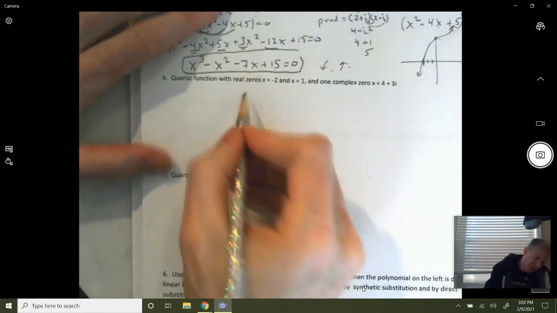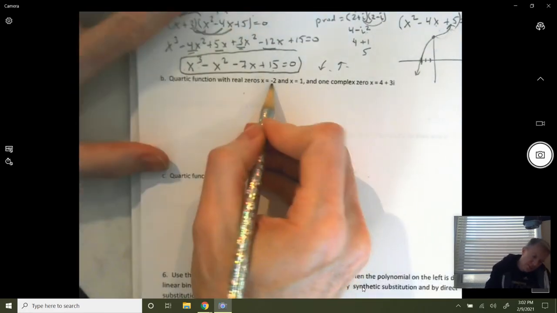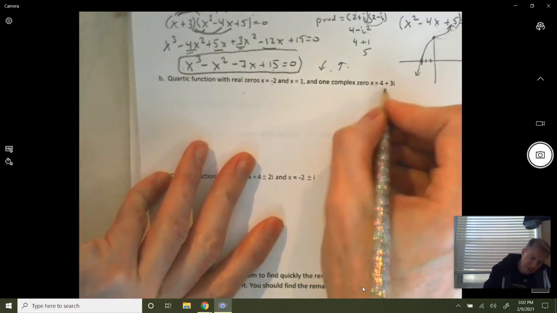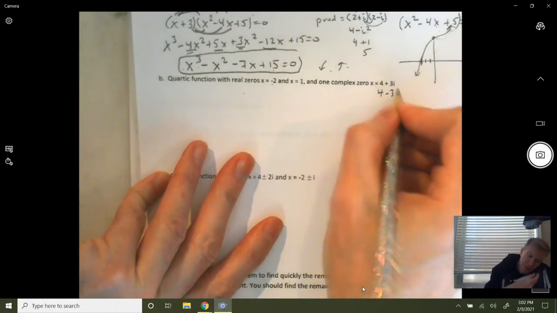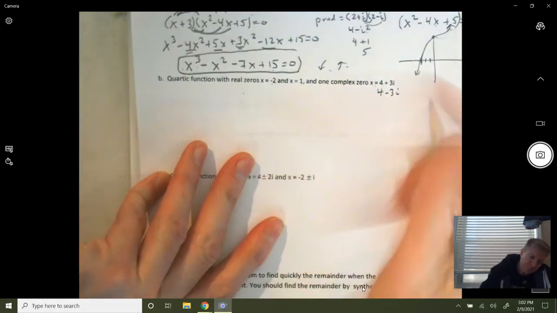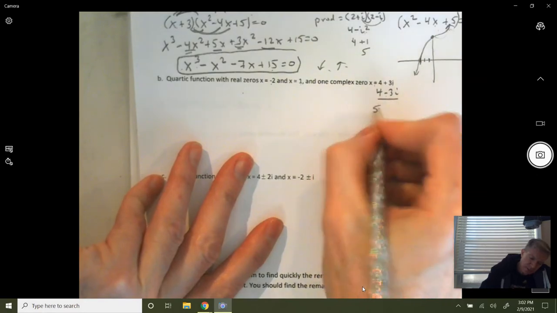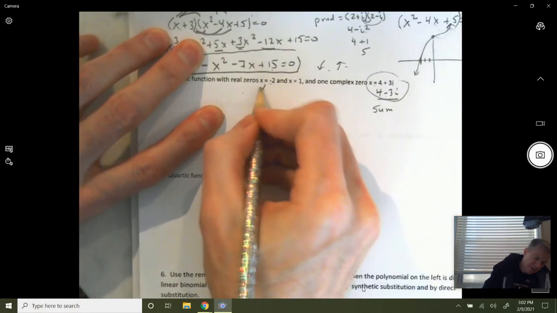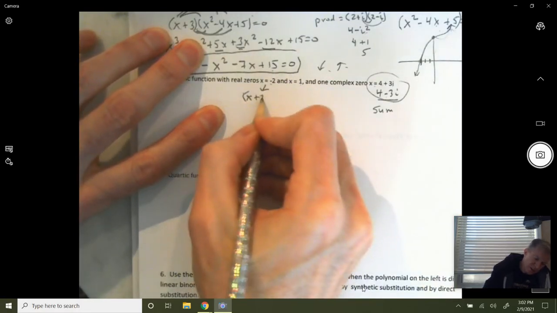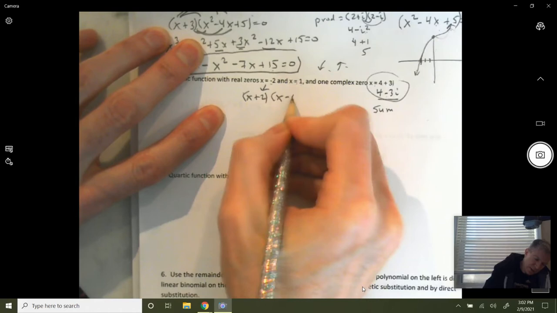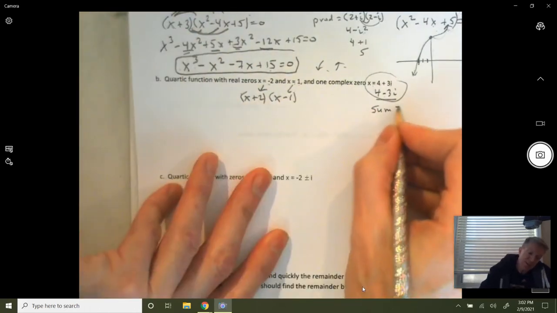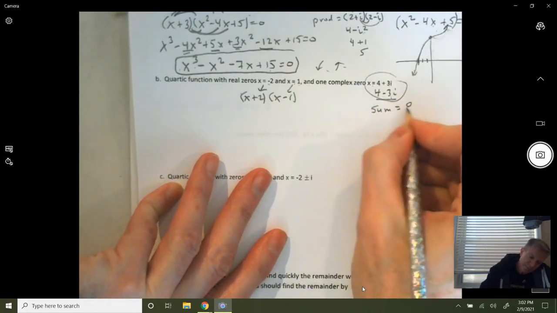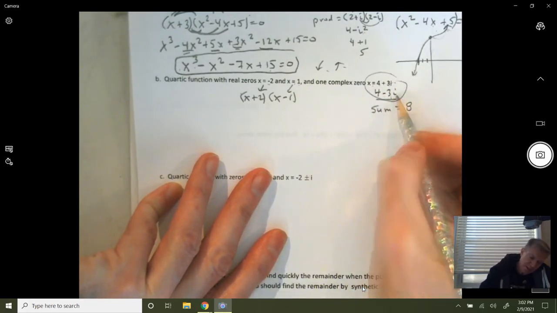A quartic function with x equals -2, x equals +1, and a complex 0 at 4 plus 3i. So 4 minus 3i is going to be your next one. Let's find a quadratic with these two, and then we can multiply it by the other factors. This gives us a factor of x plus 2. This gives us a factor of x minus 1. The sum of these two roots, 4 plus 4 is 8. The plus 3i and minus 3i cancel out.